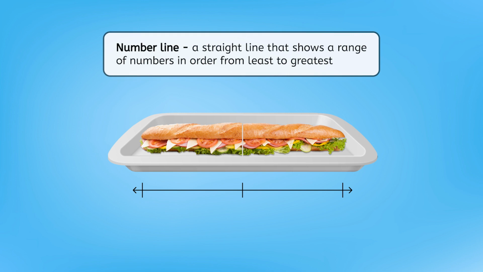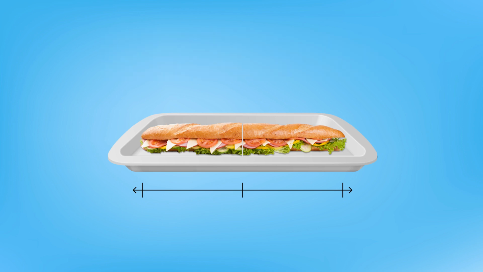Remember, a number line is a straight line that shows a range of numbers in order from least to greatest that you can use for counting. A number line is also another visual model we can use when working with fractions. It looks like this one has a mark at the start of our sandwich, a mark at the middle where our sandwich was cut, and a mark at the end of our sandwich. So, can fractions go on number lines?